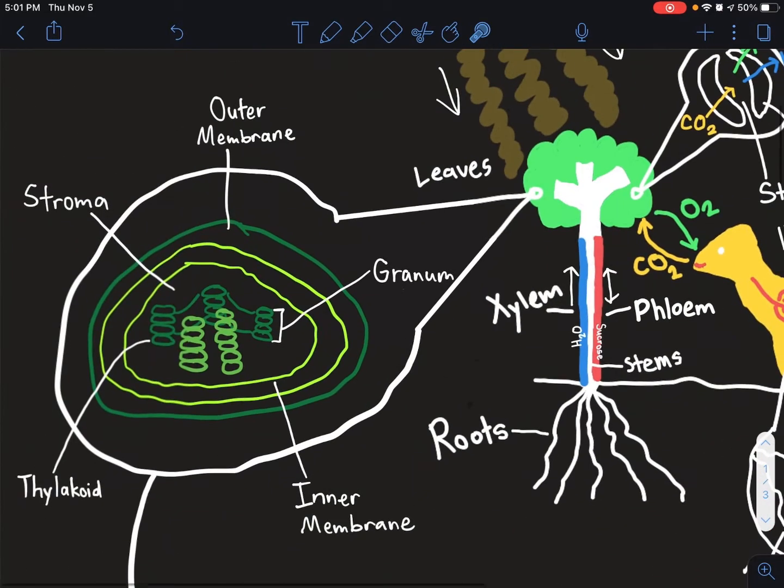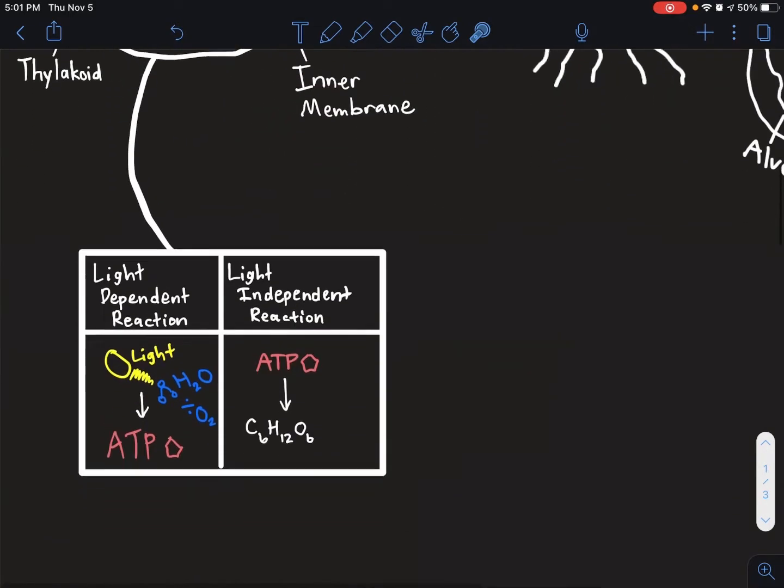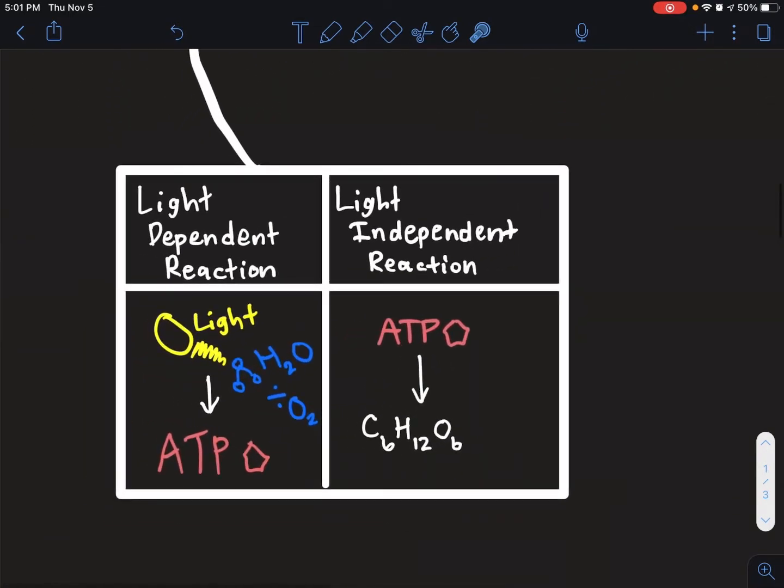Inside the chloroplast, there's an inner and outer membrane, stroma, granum, and thylakoid. The chloroplast is also where the light and dark reactions happen.